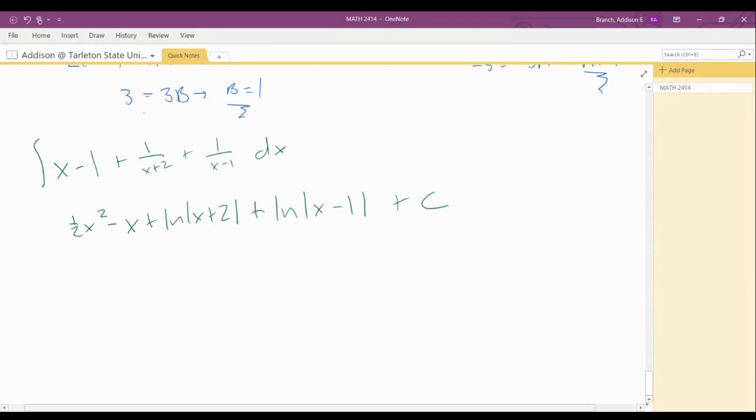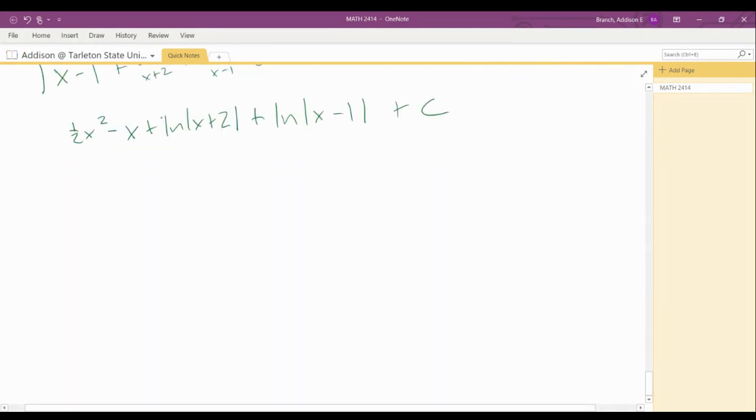And if you wanted to try doing it with u sub, you would essentially get the same thing, just a slightly different format. Or if you want to clean this one up a little more, you can combine these logs, where you multiply your x plus 2 and x minus 1 to get x squared plus x minus 2, plus c.